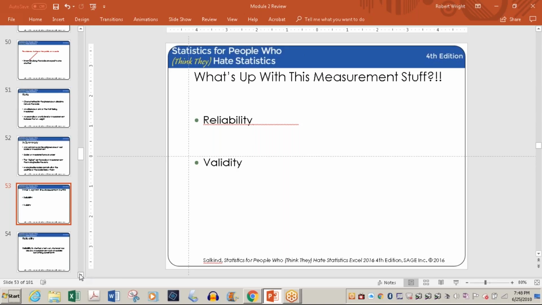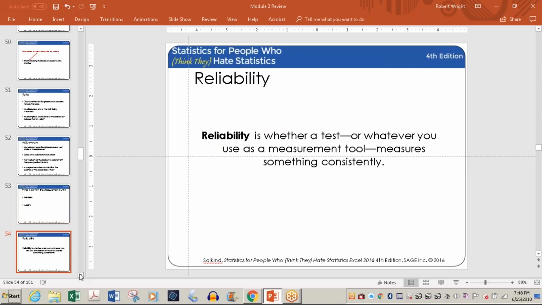Yeah, reliability is, is it repeatable? Can you take these same results and go someplace else with a different group of people, set up the same environment, use the same treatment, and get the same answers? Okay, so that's what you're talking about when you're talking about reliability. Whether a test measures something consistently is basically what you're talking about.